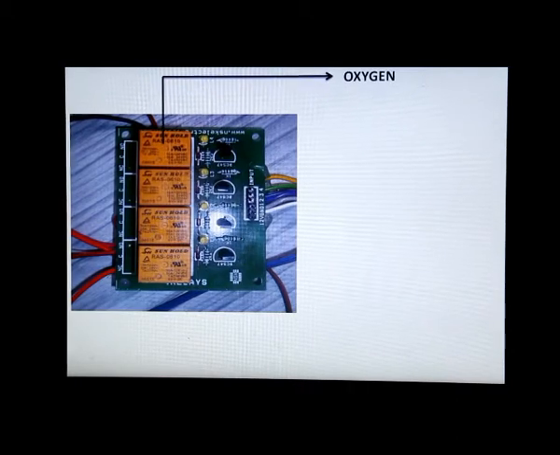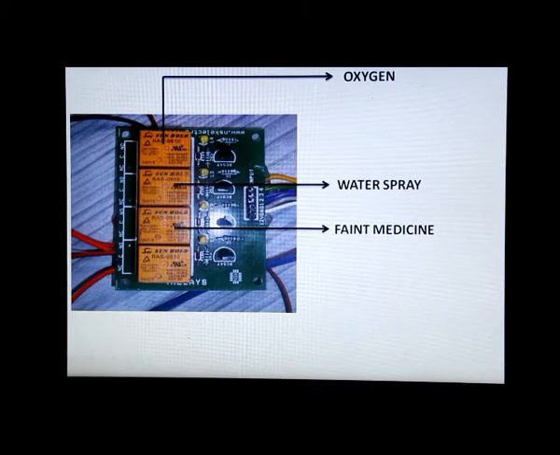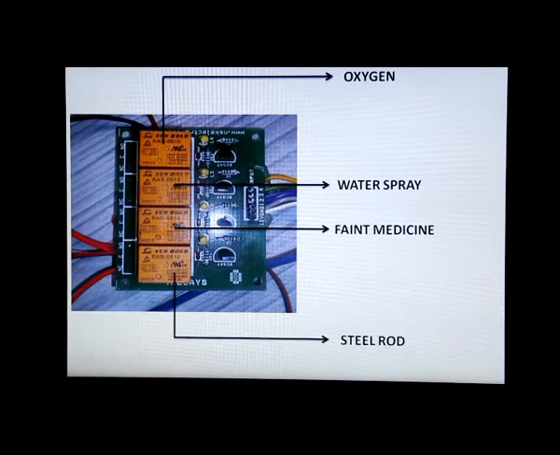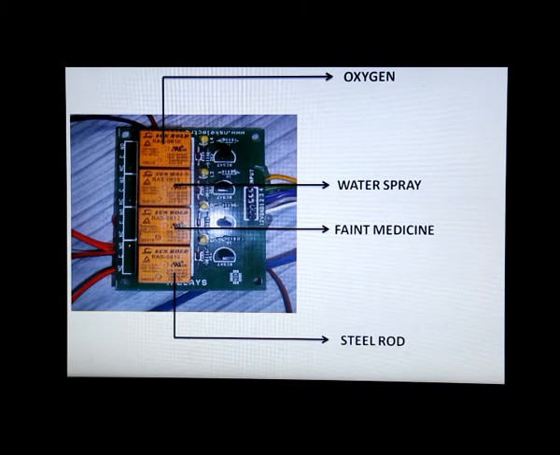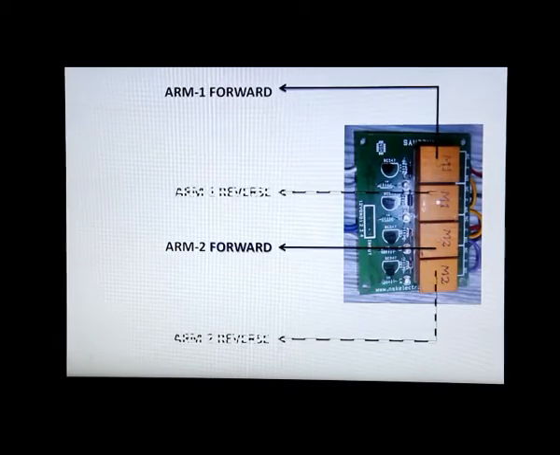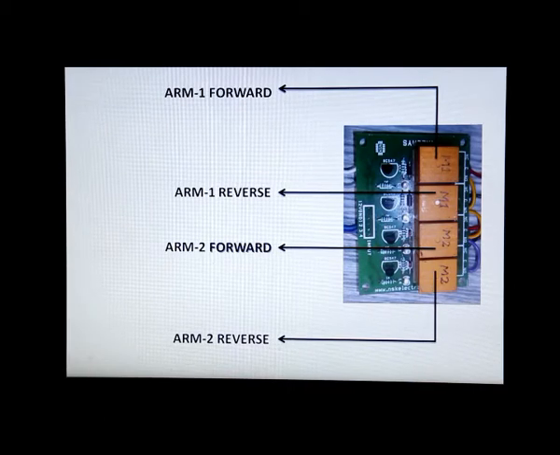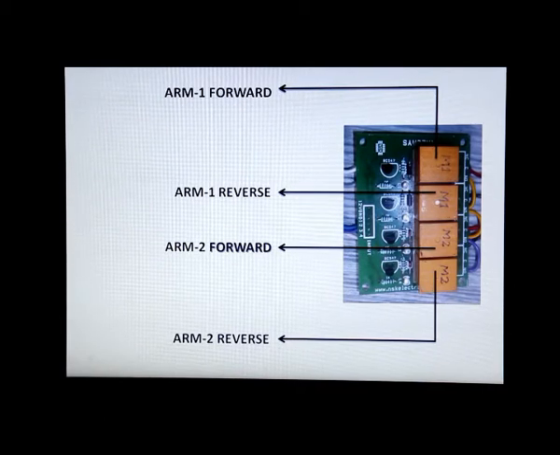Next we move to the relays. The first relay is connected to the oxygen pump. The second relay is connected to the water spray. The third relay is used to provide faint medicine to the child. And the last relay is used for the steel rod motor. The first two M1 relays are used to control arm 1 in forward and reverse direction. The next two M2 relays are used to control arm 2 in forward and reverse direction.